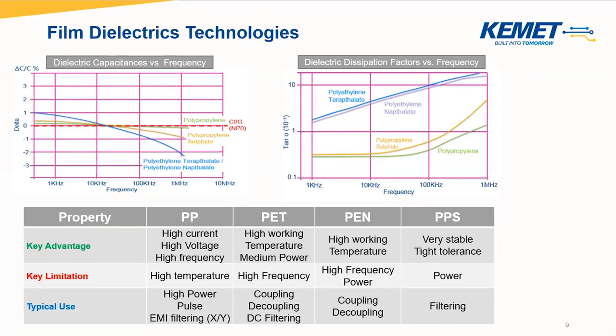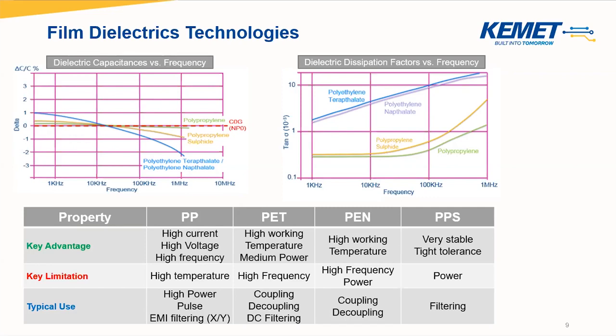Considering the PET, the key advantage is the high working temperature, because as we said, it can work at a higher temperature. It can handle medium power, and the main limitations are related to high frequency, where the dissipation factor becomes quite high. So the current should be limited.